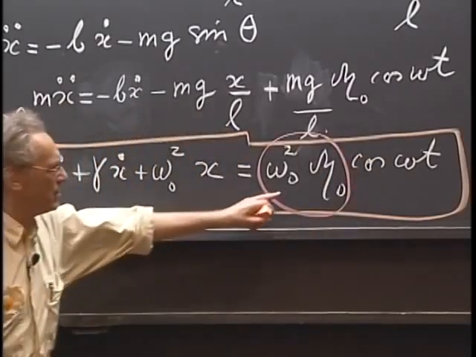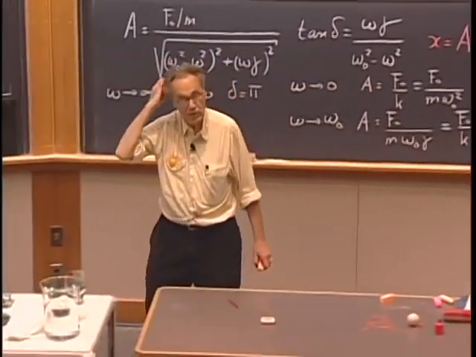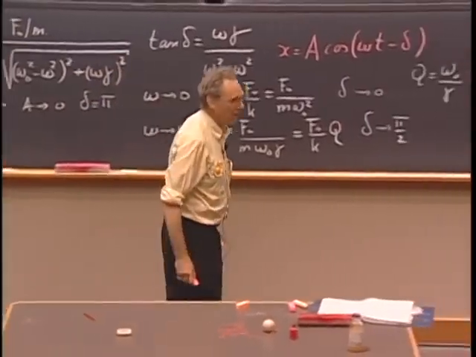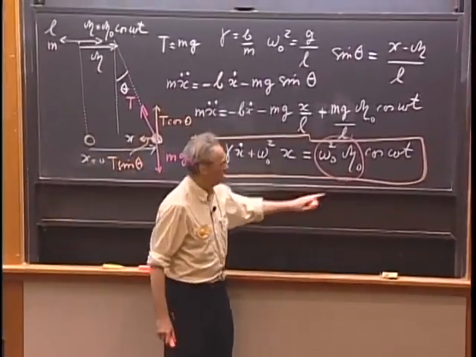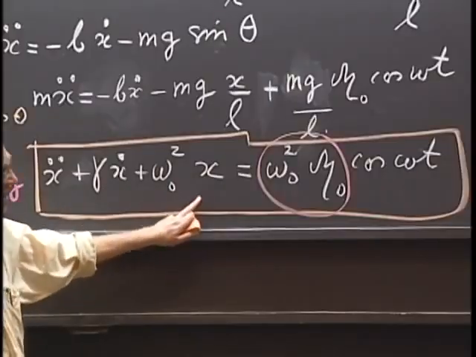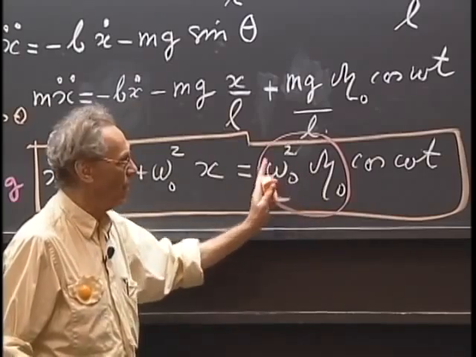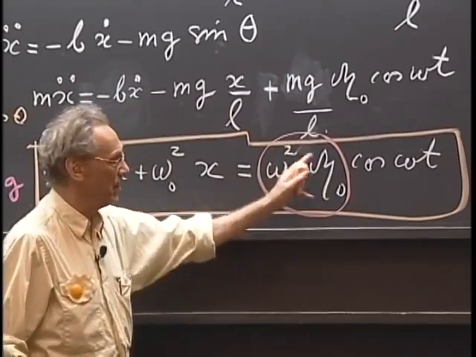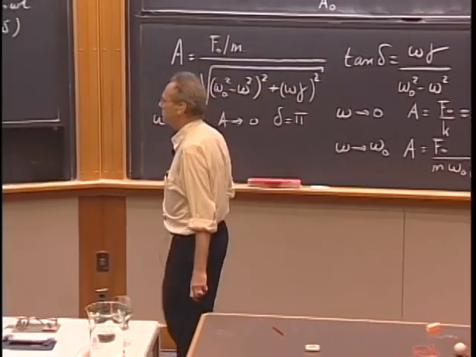So this takes the place of my earlier F0 divided by m. F0 divided by m is an acceleration, by the way. Now, it better be an acceleration, because this is an acceleration, and apples have to be apples. So this is an acceleration, this is an acceleration, and this is also an acceleration. Multiply omega squared by distance, then you get distance divided by time squared. So you see now how the connection between the two goes.